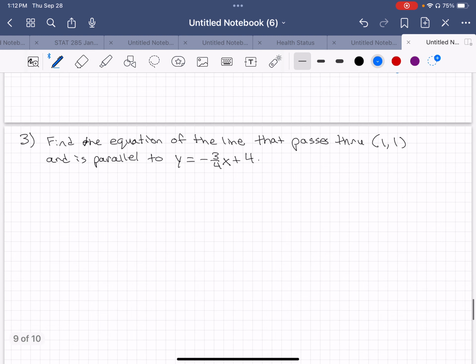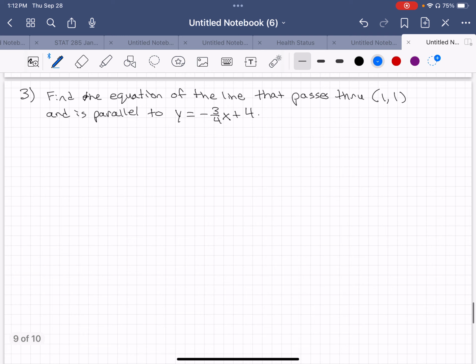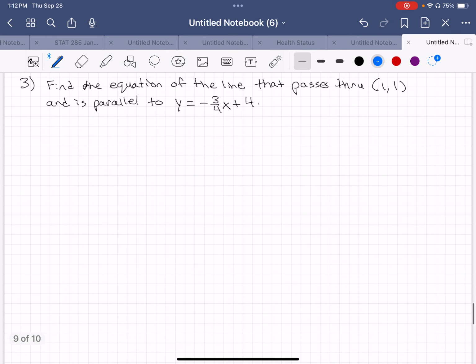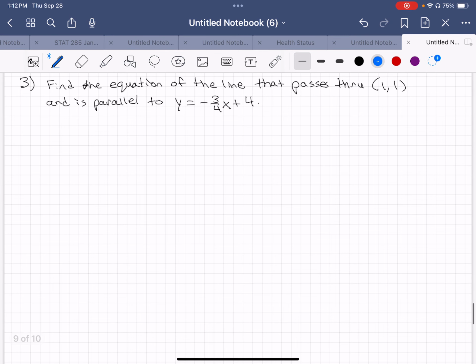Okay, let's do some new material. Find the equation of the line that passes through (1, 1) and is parallel to this line. Parallel is going the same direction, so roughly, here are two parallel lines.